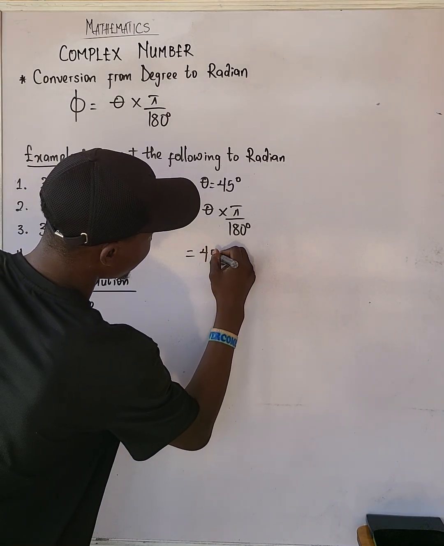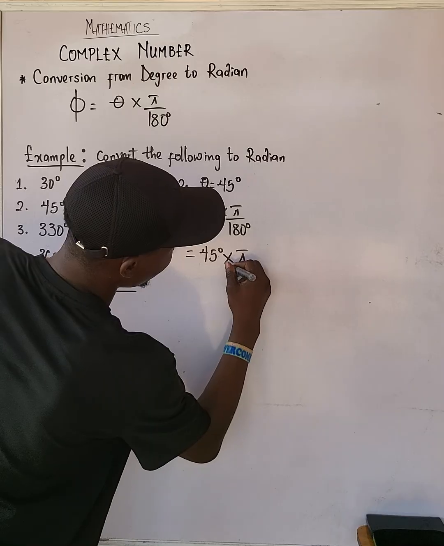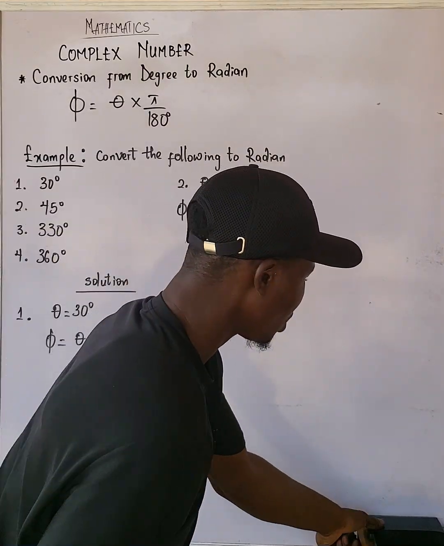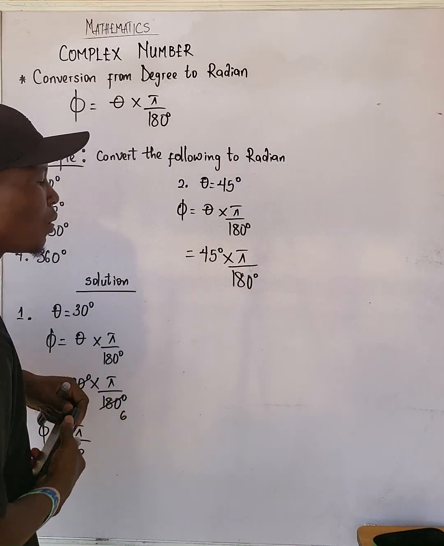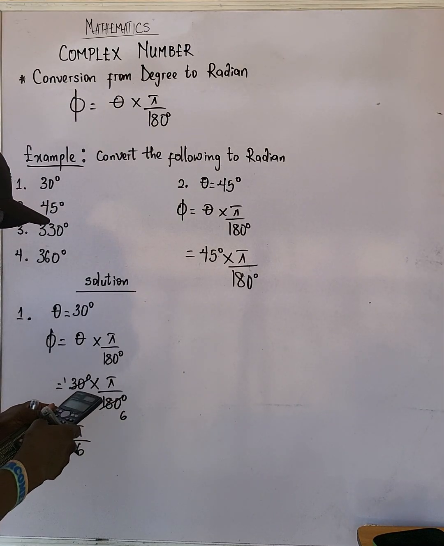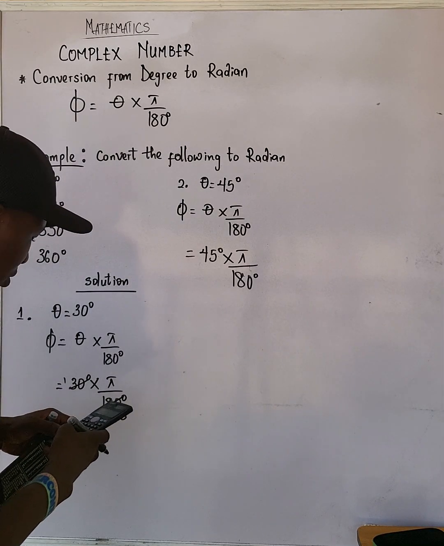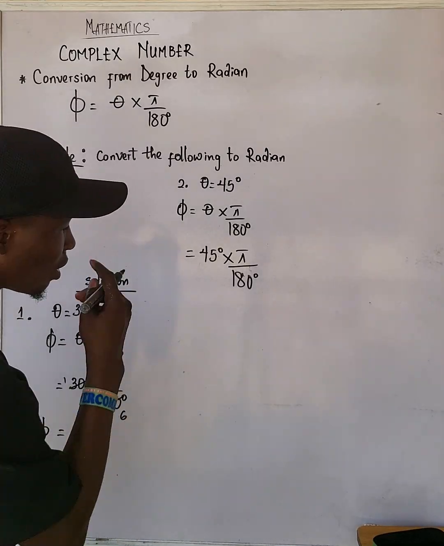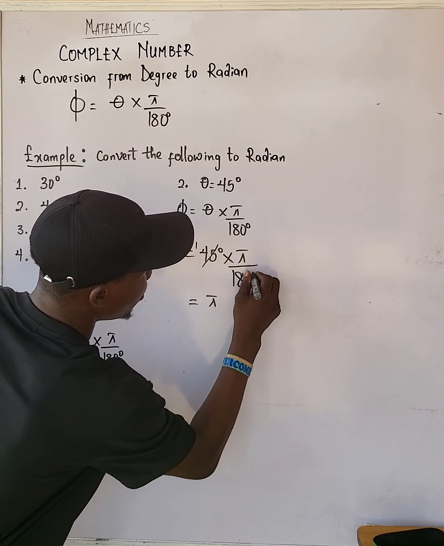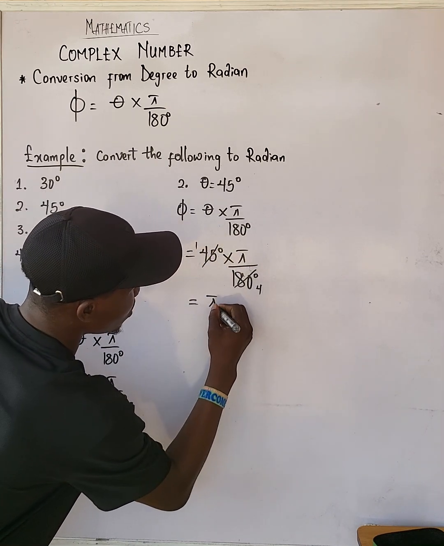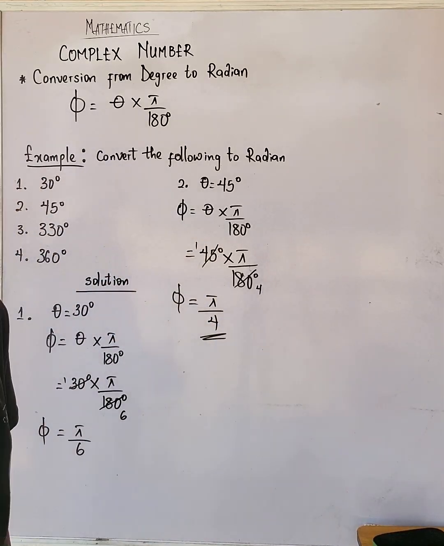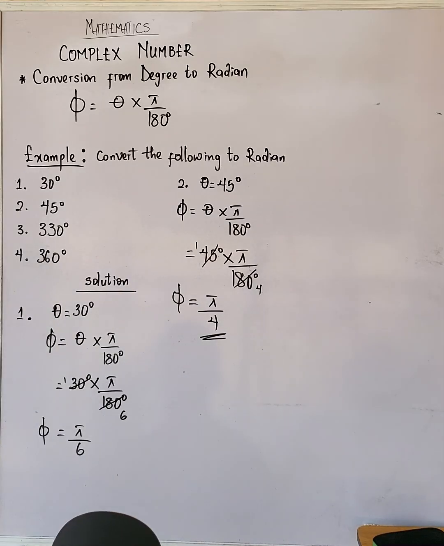So that's 45 degree multiplied by pi over 180 degree, right? So what do you now do? 45 in 180 will give us 4. So what will be our answer? Pi, here is 1, 45 here 1, 45 here 4. Pi times 1 is pi over 4. And this is how you get your answer. So let's go for the third one.